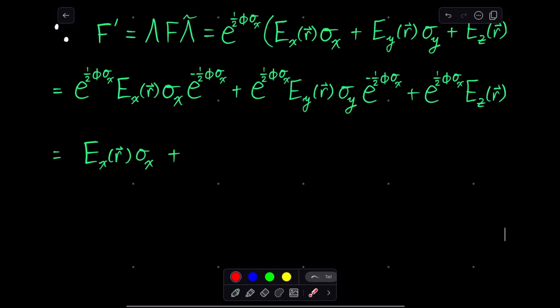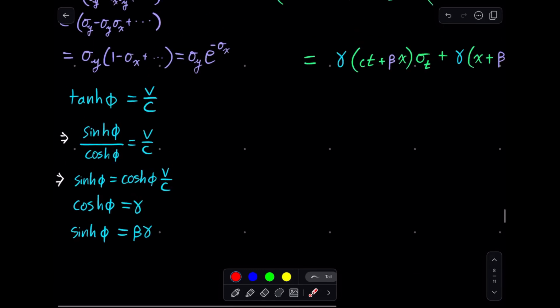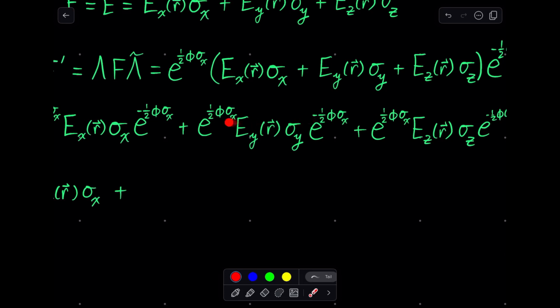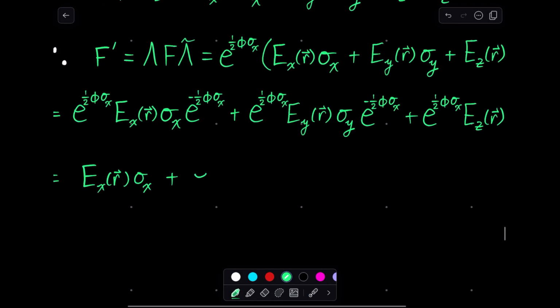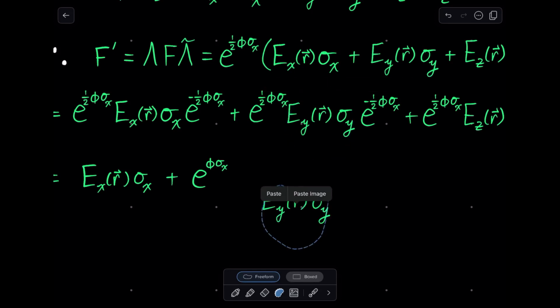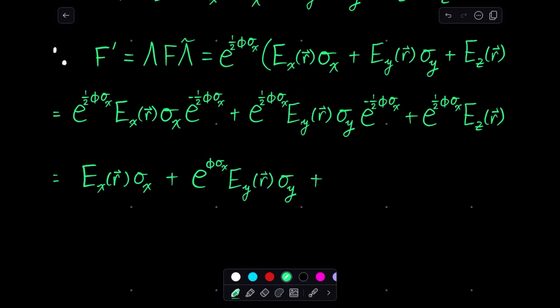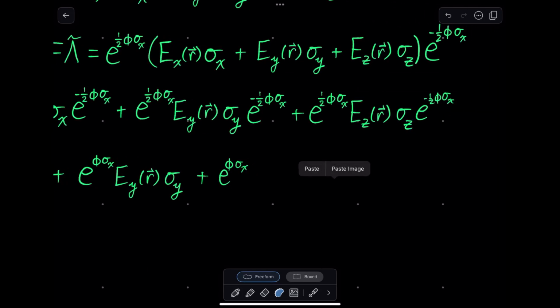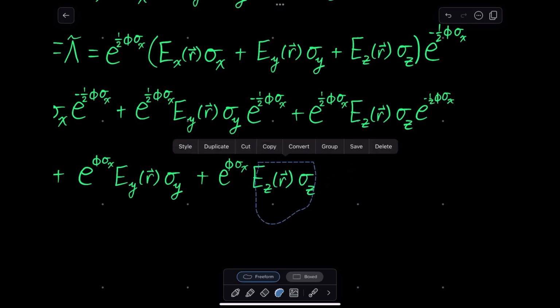Can we do that for the others? Well, we can bring them over, but remember that actually they anti-commute. There's a negative sign there. But because there's already a negative sign, the negative sign will go away, and we will just end up with e to the phi sigma x. And then plus this, and then plus this again, e to the phi sigma x, plus this. The same thing happens for this component.